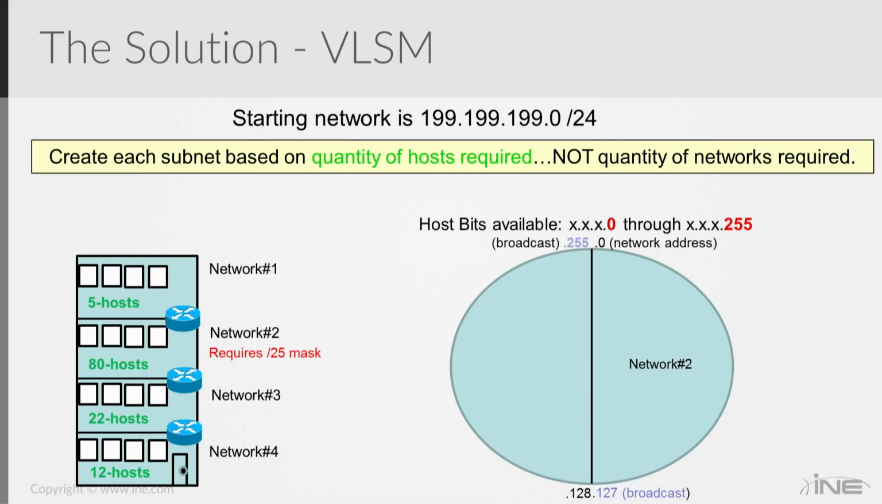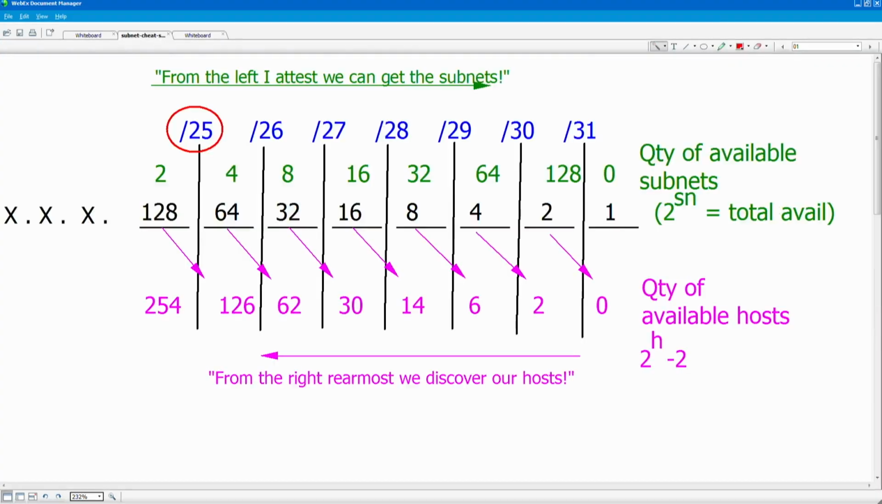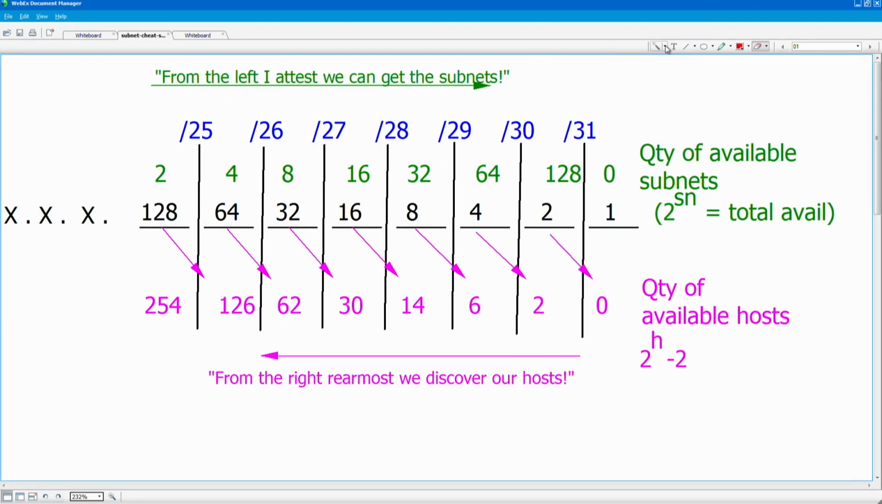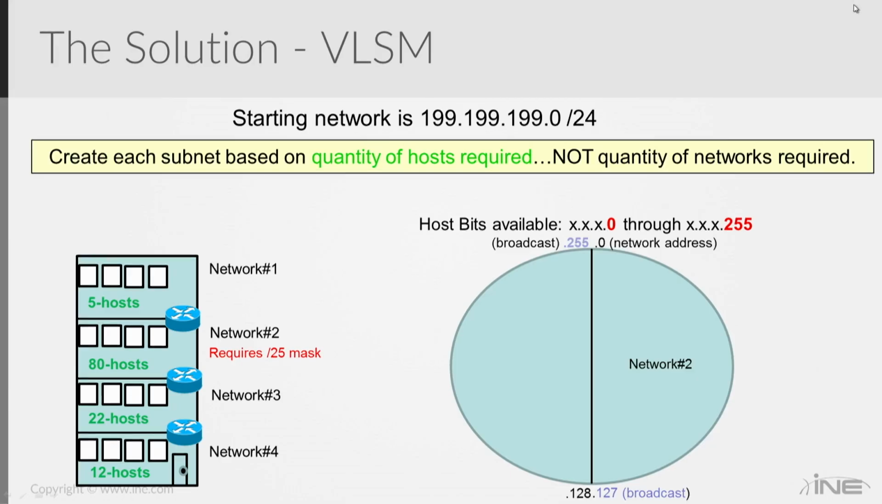We say, okay, what's the next largest one? 22 hosts. Okay, let's go back to here again. 22 hosts. Well, it looks like according to this, to get 22 hosts, I would need a /27. That'll get me up to 30 hosts. All right, so my next network is going to be a /27. Not quite as large of a pie. I should say the piece of the pie is not as large as the other one.